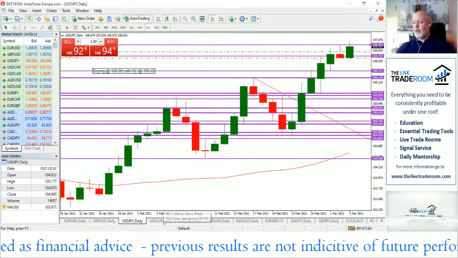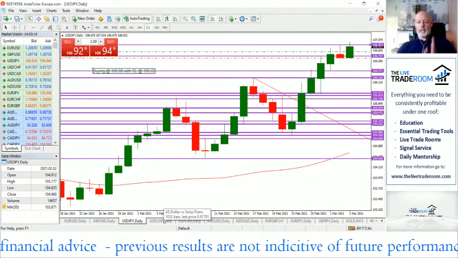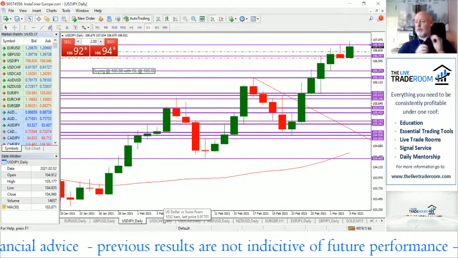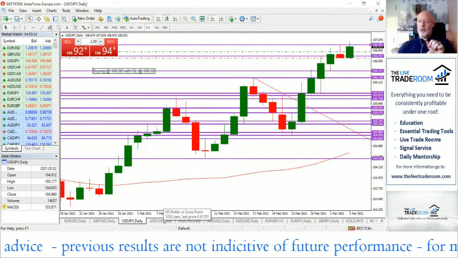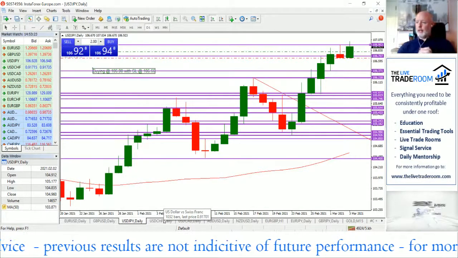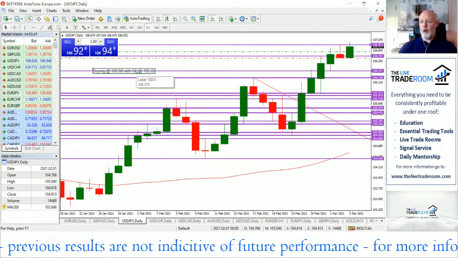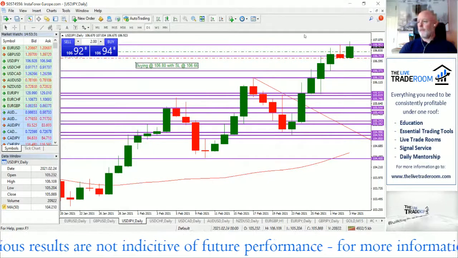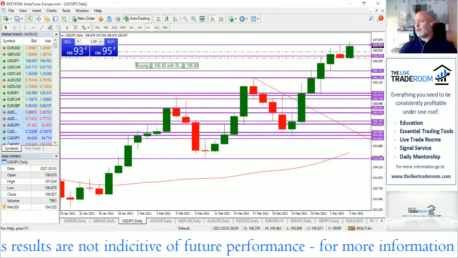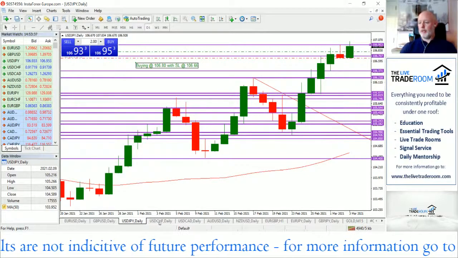It's quite slow grinding, and one of the main reasons is that it's just finding a bit of neutral. It's quite neutral on a strength and weakness basis. But when some strength starts coming in, we can probably expect to see this continue higher. So we'll see if that's the case.